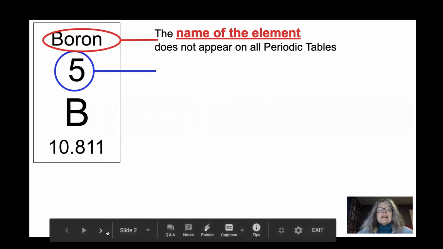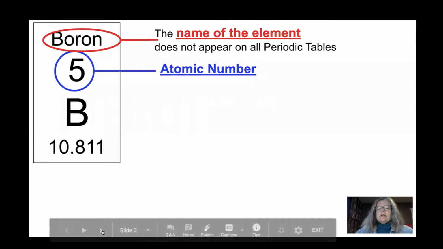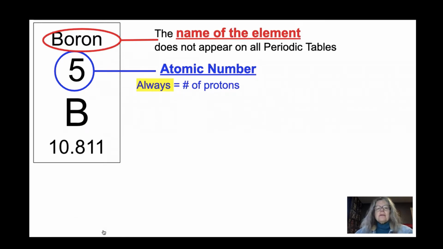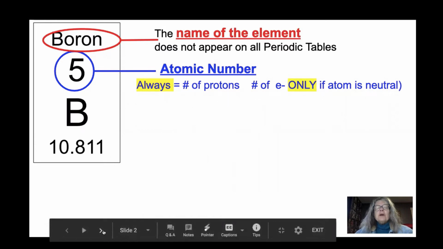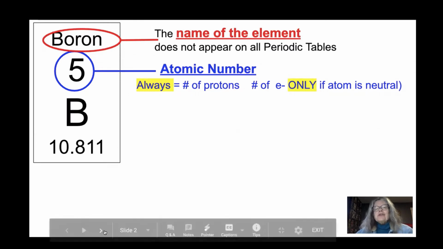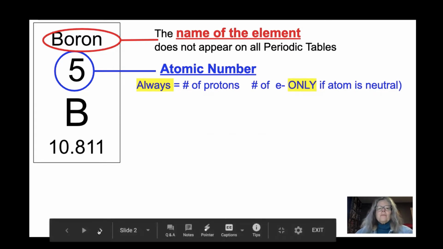However, the next thing, this number always, always, always shows up on the periodic table, and that's called the atomic number. The atomic number always tells you the number of protons in that atom. Okay, always, that's what it does. Sometimes it can tell you the number of electrons, but only if the atom is neutral. So you can't really rely on the atomic number to tell you the number of electrons unless you know for sure that it's neutral. All right.